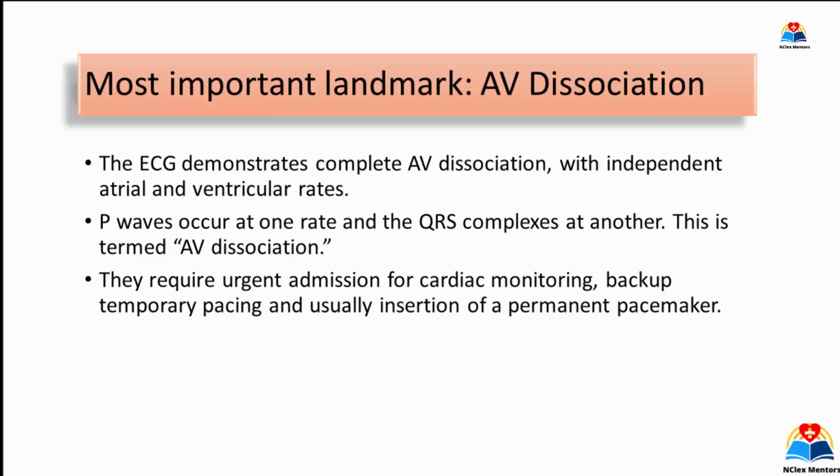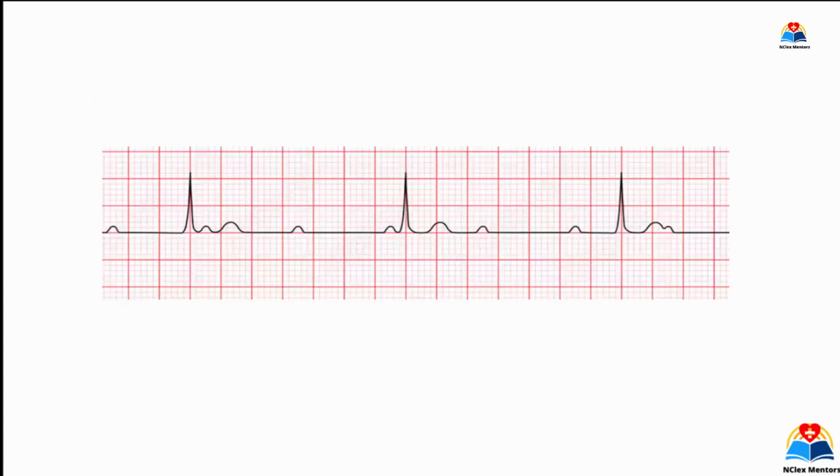This results in the P waves, or atrial depolarizations, being completely unrelated to the QRS complexes, or ventricular depolarizations, meaning the P waves occur at one rate and the QRS complexes at another. This is termed AV dissociation. They require urgent admission for cardiac monitoring, backup temporary pacing, and usually insertion of a permanent pacemaker. In this EKG strip, we see that the P waves are multiple and the QRS complexes few. There is a complete dissociation, or no relation, between occurrence of P wave and QRS complex.